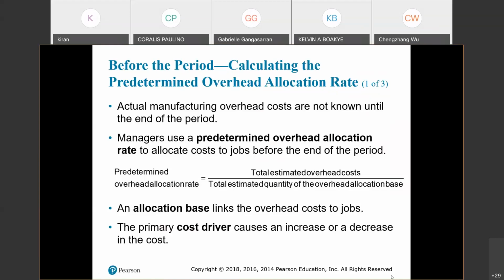This rate, the predetermined overhead allocation rate, is based on two factors. First, total estimated overhead cost for the period. And second, total estimated quantity of the overhead allocation base.